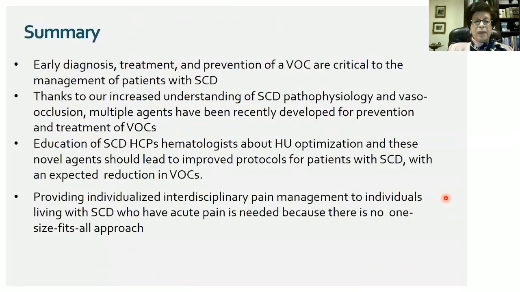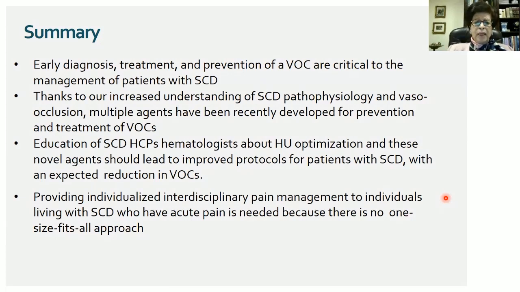So in summary, early diagnosis, treatment, and prevention of VOC are critical to the management of patients with sickle cell disease. However, as I showed, thanks to our increased understanding of sickle cell disease's complex pathophysiology and vaso-occlusion, multiple agents have recently been developed for prevention and treatment of VOC. Education of healthcare providers, hematologists, about hydroxyurea optimization is extremely important, because hydroxyurea remains an excellent drug for prevention of VOC.